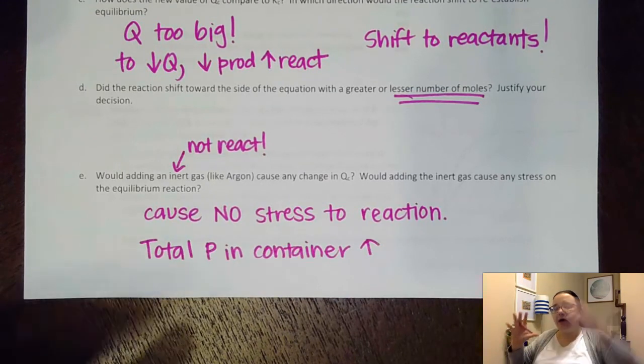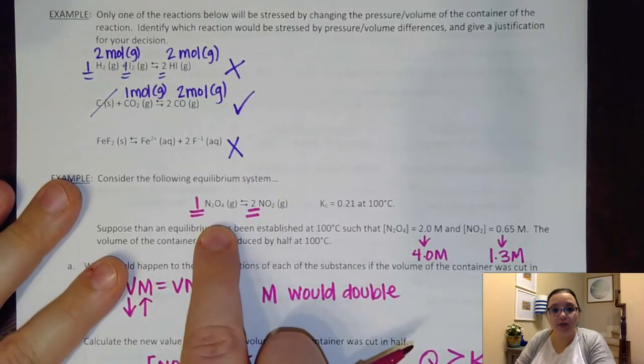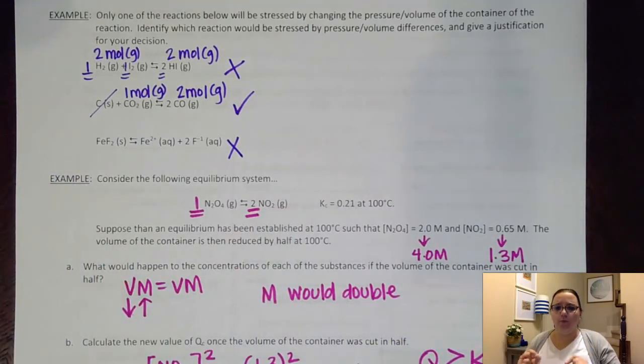However, because the container hasn't changed size in this situation, the original gases, the N2O4 and the NO2, their individual pressure doesn't change. The total pressure changes, but not the individual one. And if the individual one doesn't change, then I'm not changing concentrations.